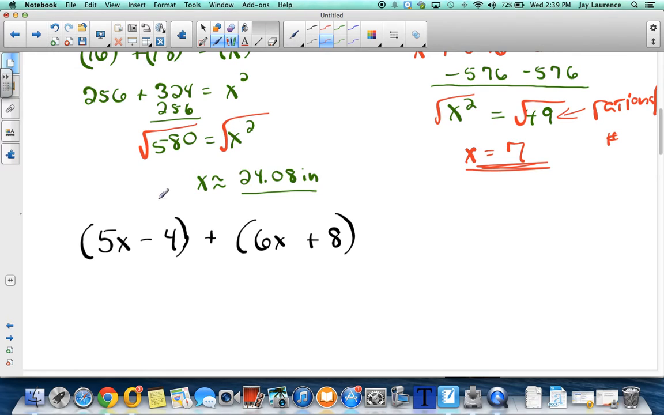All right, now coming down here, we're going to combine some like terms. I've got the quantity of 5x minus 4 plus the quantity of 6x plus 8. Well, when I do that, I've got a 5x and I've got a 6x.